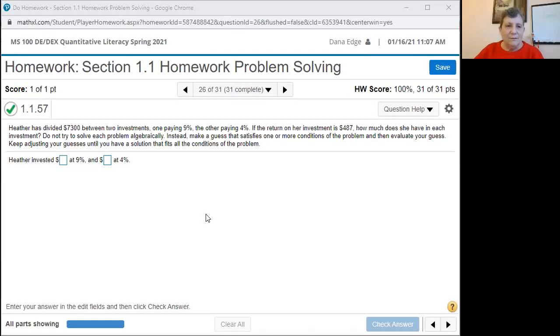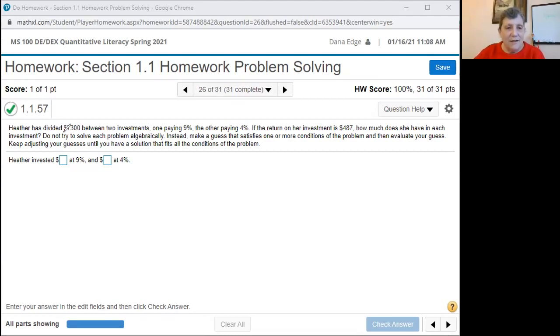Let's take a look at this problem. 1.1.57, problem number 26 from section 1.1 in my math lab. This is a very common type of problem to run into in college algebra classes. A lot of times it's used as an example of how to use a system of equations. But we're just going to do it by guessing and narrowing it down to eventually the right guess.